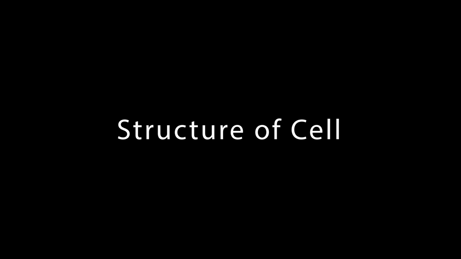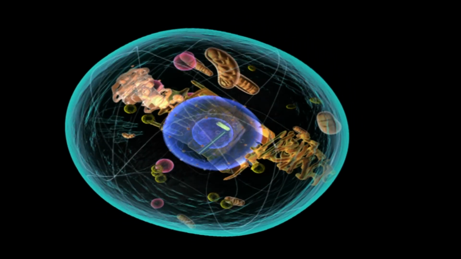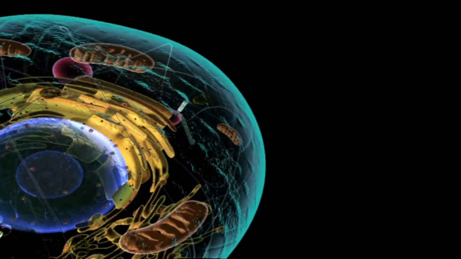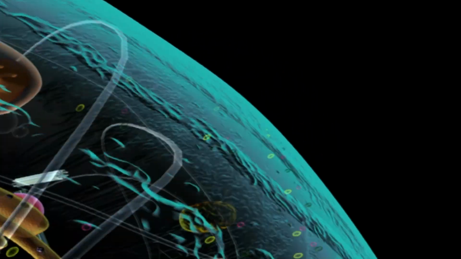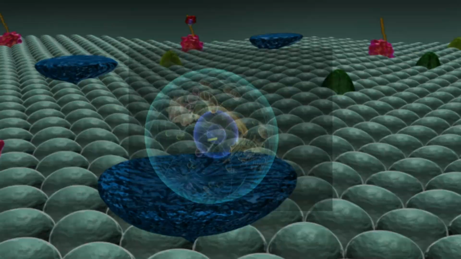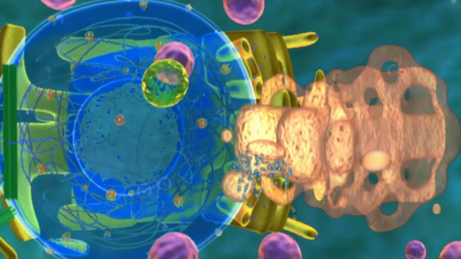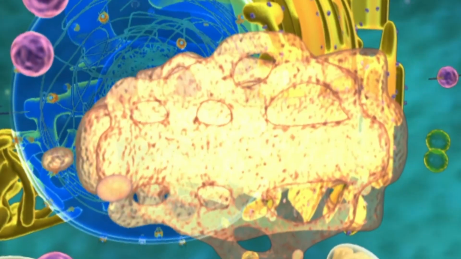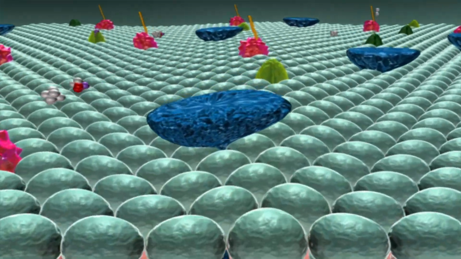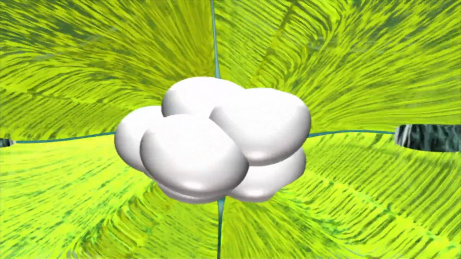Structure of cell. The cell is a structural and functional unit of protoplasm, bounded by the living outer boundary called the cell membrane, plasmalemma, or plasma membrane. The cell contains a nucleus, which acts as the controlling center of the cellular factory. The protoplasm found between the plasma membrane and the nuclear membrane is called the cytoplasm.